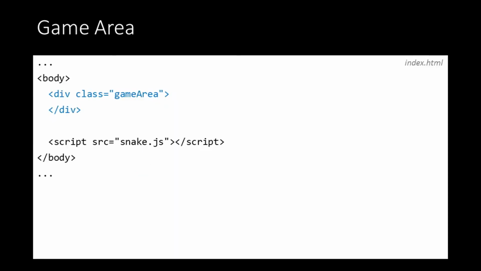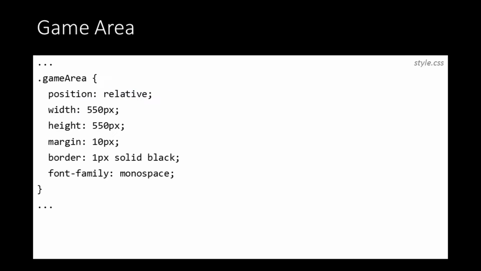We'll start off by placing a game area inside of the body tag. We'll give this one a class called game area. I will specify the style for the game area. This specifies the width and the height of the area. Also adds a border. Now if you open the HTML file in a browser, this is what the page should look like.